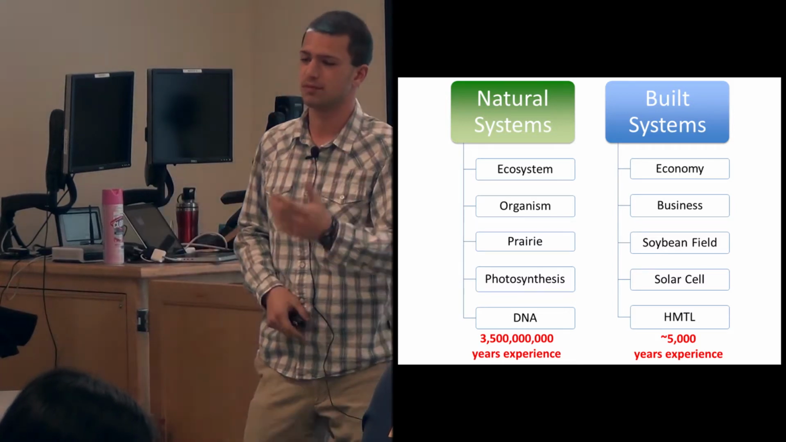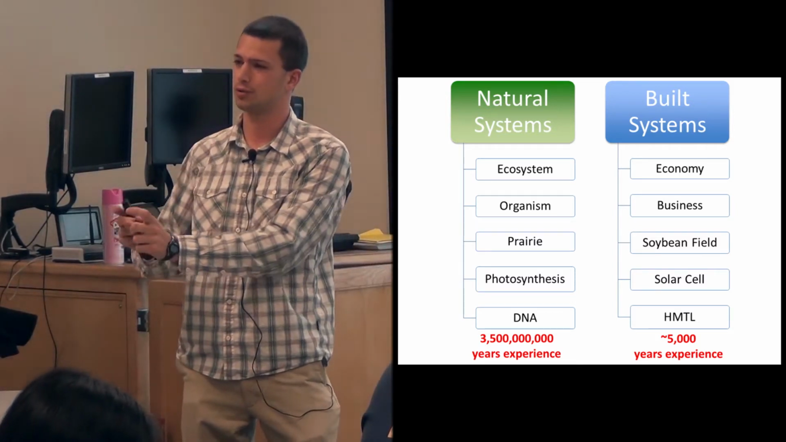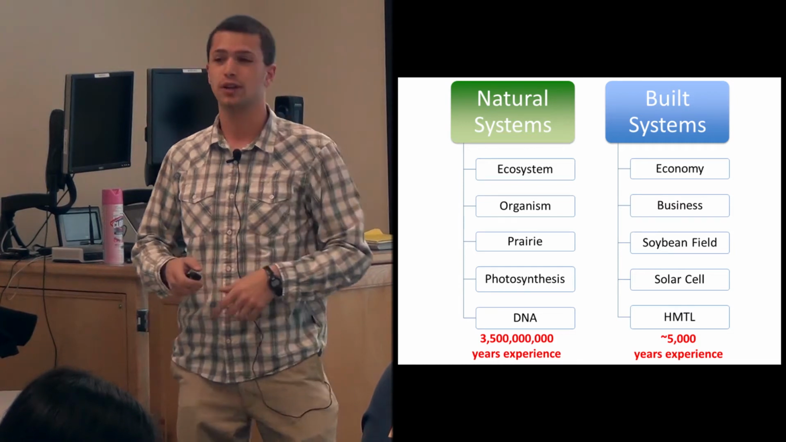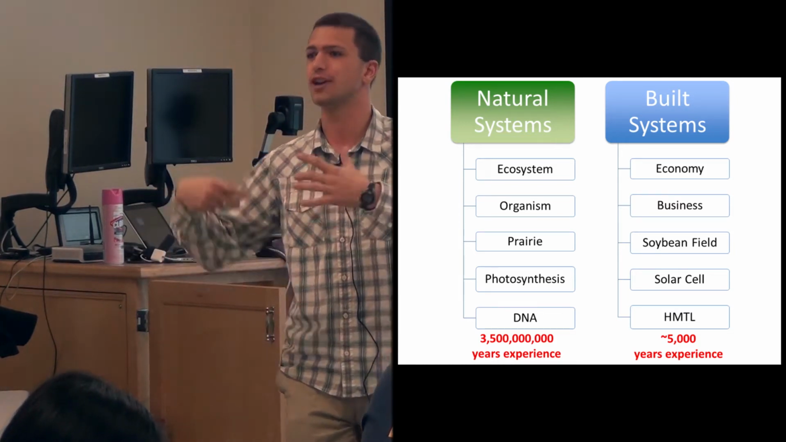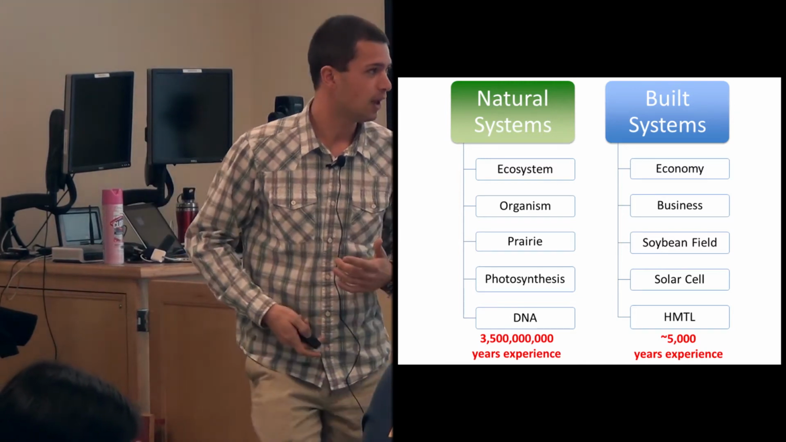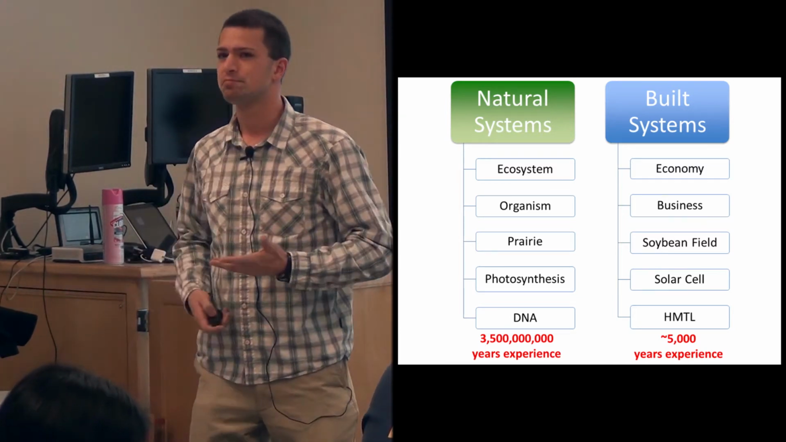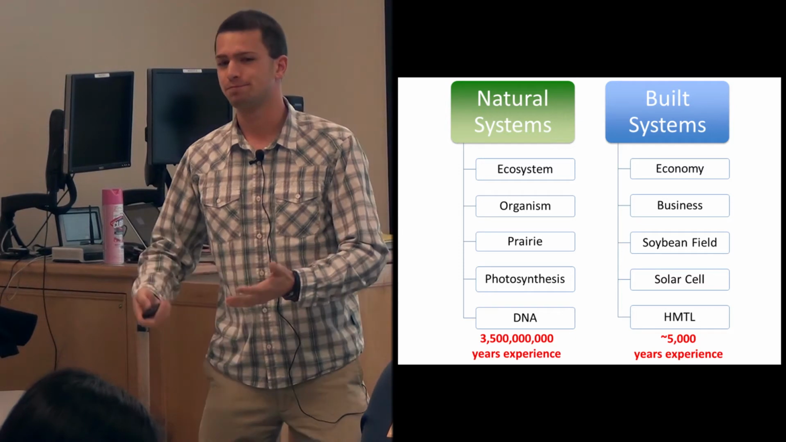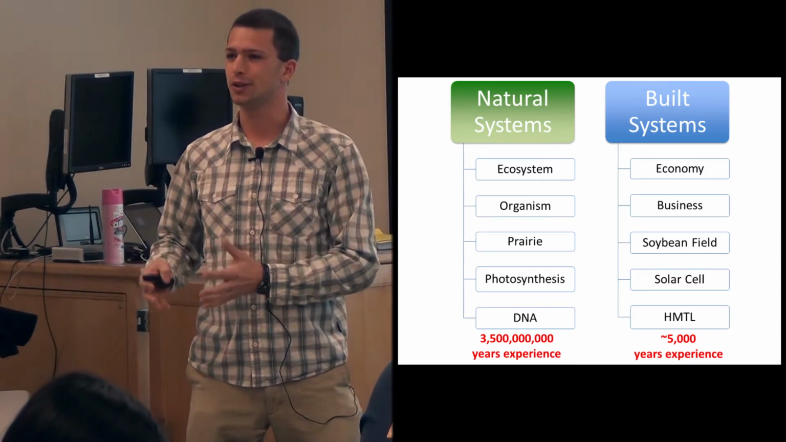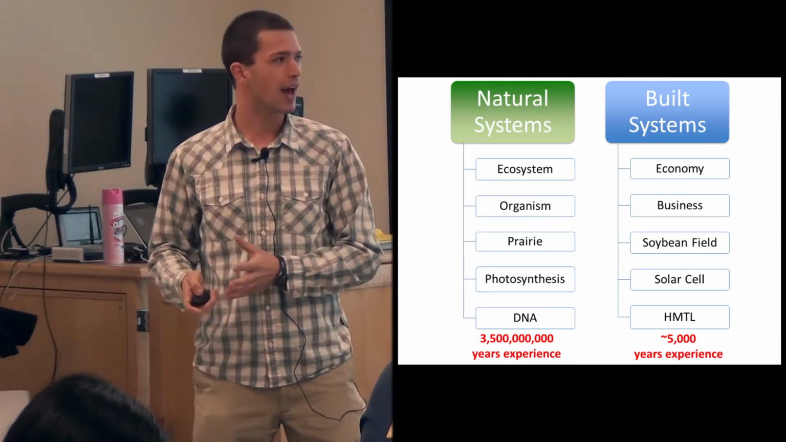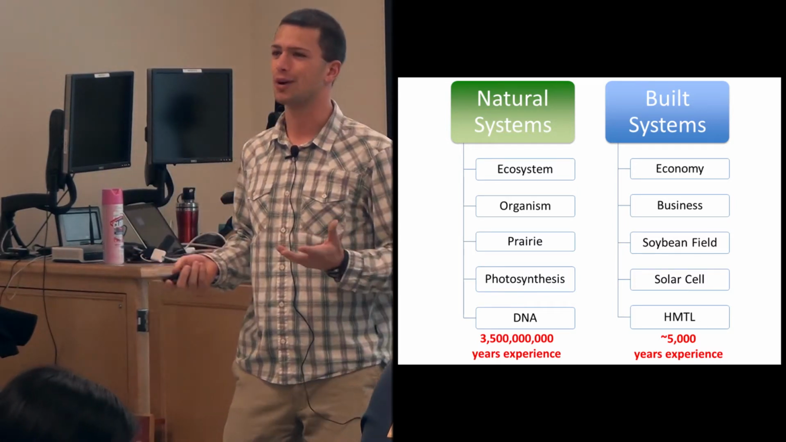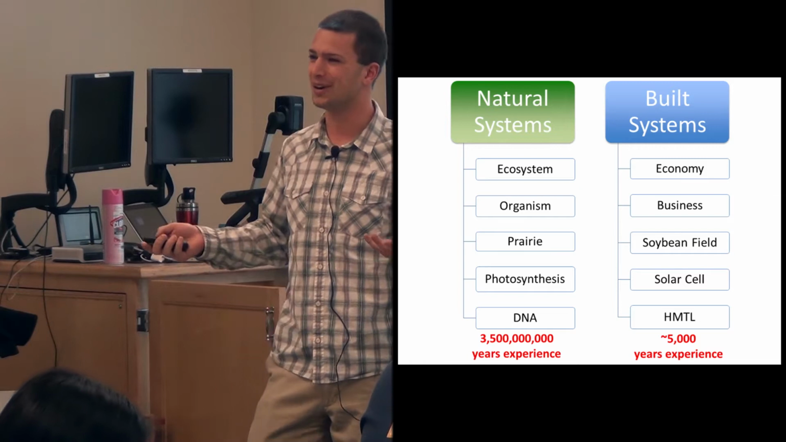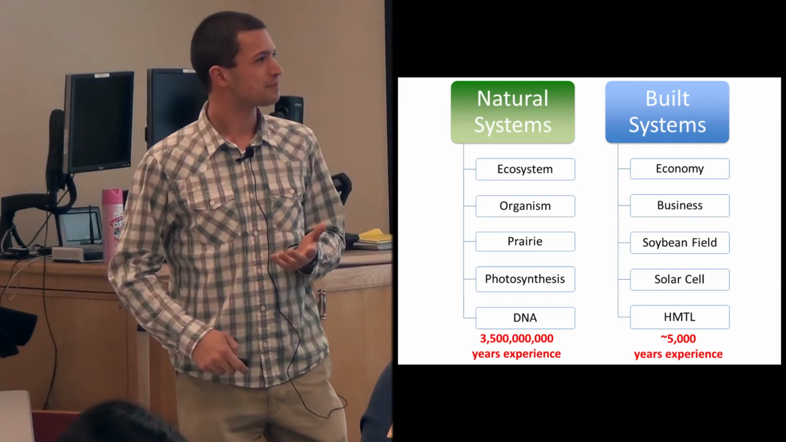Photosynthesis is a small scale process within an ecosystem, whereas you can think of a solar cell as a small scale process that's providing energy for that economy. And DNA is like the library, the reading material, the information storage that the natural systems work off of, whereas we can think of our built systems as working off of code or programming.